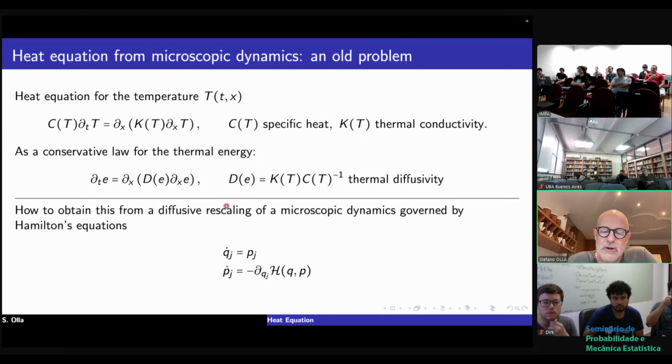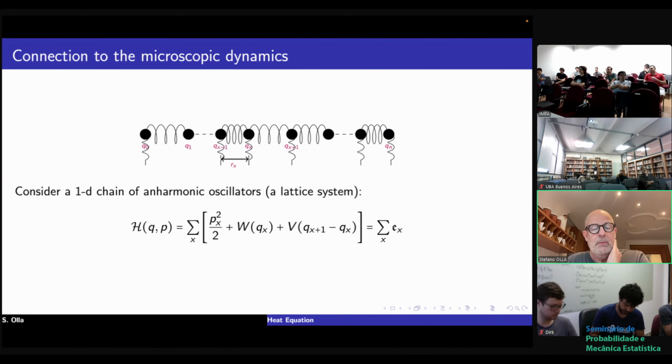And there's the usual connection between the diffusivity of the energy and the diffusivity of the temperature. The point is how to obtain this equation from a diffusive rescaling of space and time from a microscopic dynamics, possibly the Hamiltonian equation. Of course, this is a kind of dream for mathematicians, so it's not even clear under which conditions this will be true, and it's not always true. So we shall try to make things as concrete as possible.